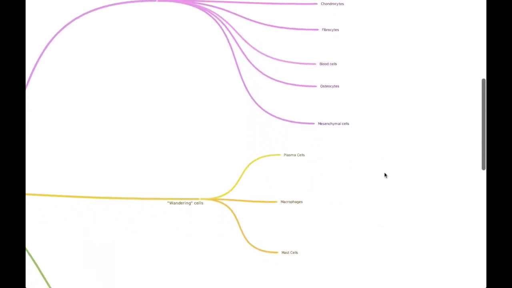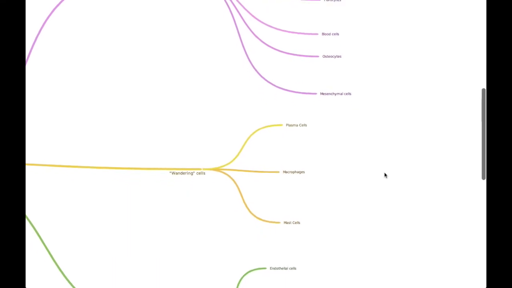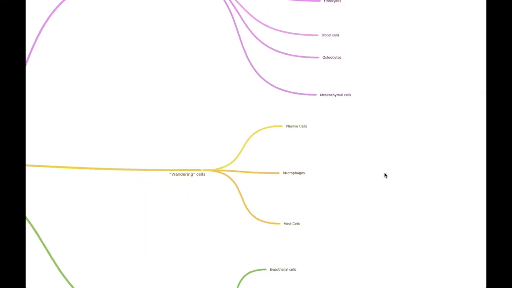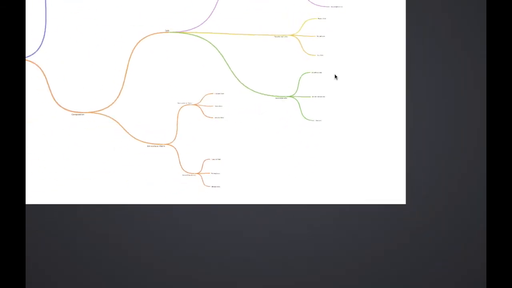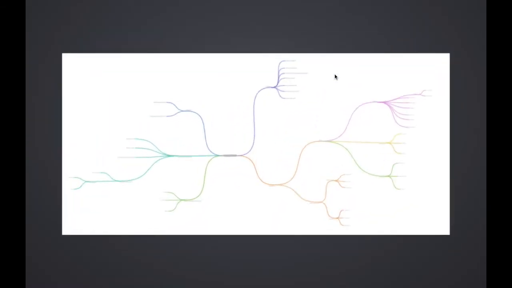Now, wandering cells are going to be things that are moving around throughout our body with different tasks. So plasma cells, macrophages, and mast cells. So like macrophages are going to be moving around throughout our body looking for things to munch down on. And finally, there's associated cells, which are going to be your endothelial cells, your smooth muscle cells, and your pericytes. And all of this makes up our connective tissues.